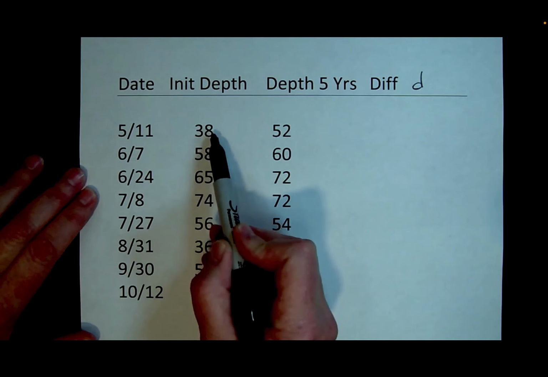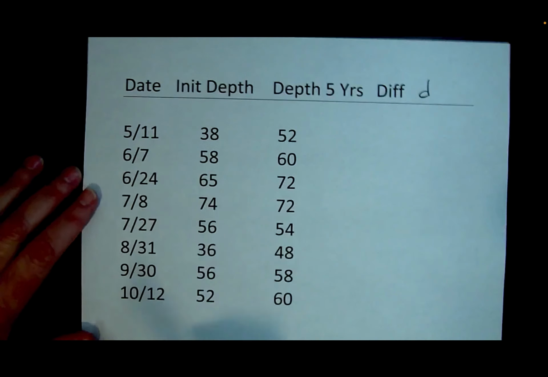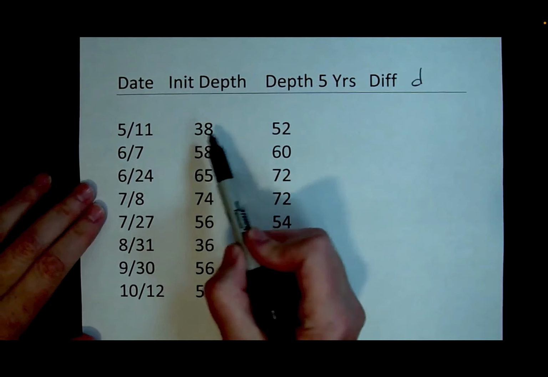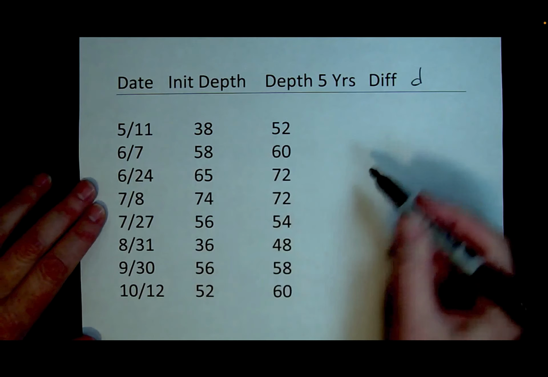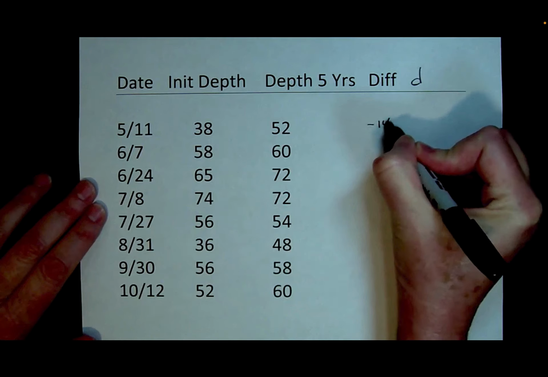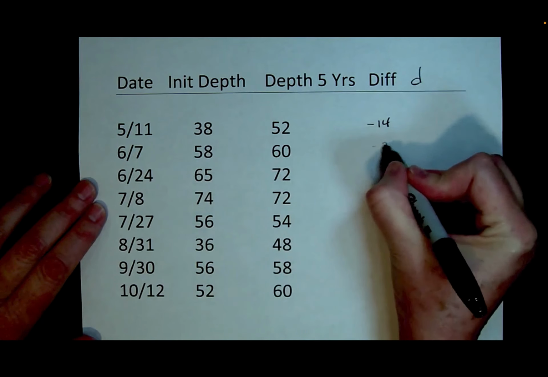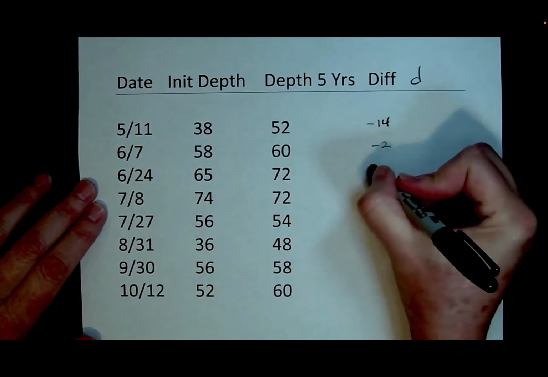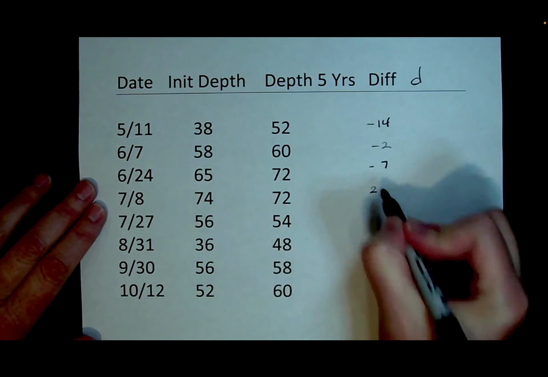So you have a choice here. You could do 38 minus 52, or you could do 52 minus 38. Now, I tend to like doing things from left to right, so I'm going to do 38 minus 52, but you wouldn't have to do it that way. So 38 minus 52, the difference is negative 14. 58 minus 60, I'll get a negative 2. 65 minus 72, I'll get a negative 7. 74 minus 72 is 2.